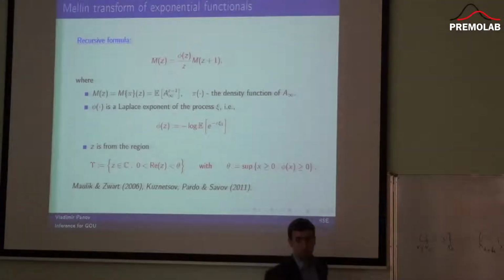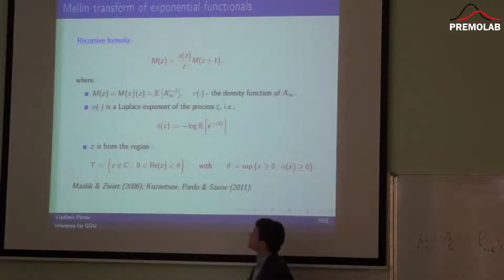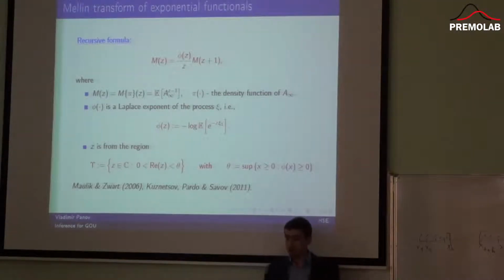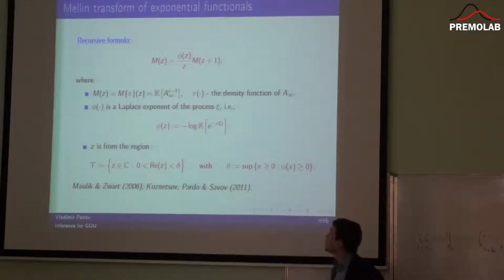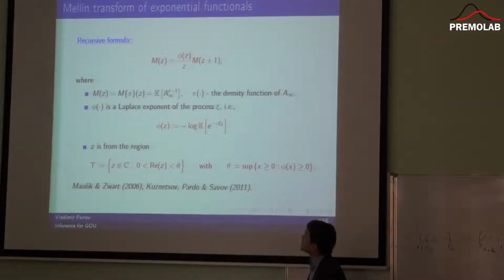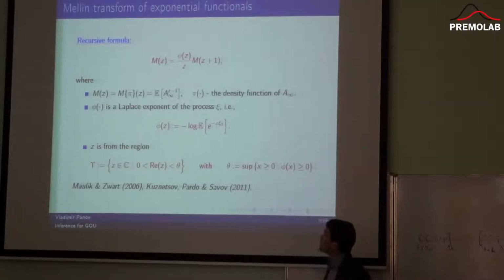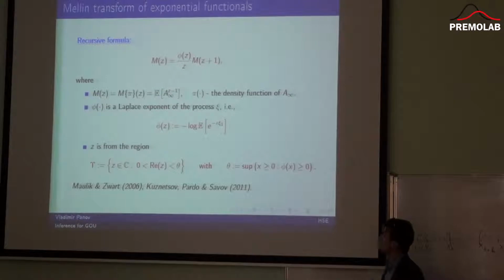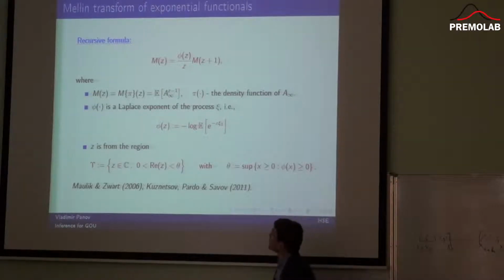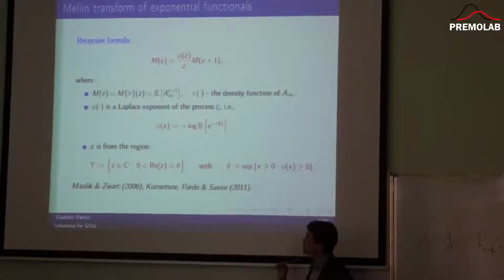What is really needed for our method is one specific property of the Mellin transform of the exponential function. This specific property is the following recursive formula. Here we denote by f the Laplace exponent of the process xi, and z is a complex number which can be taken from another strip, which can be explicitly found.